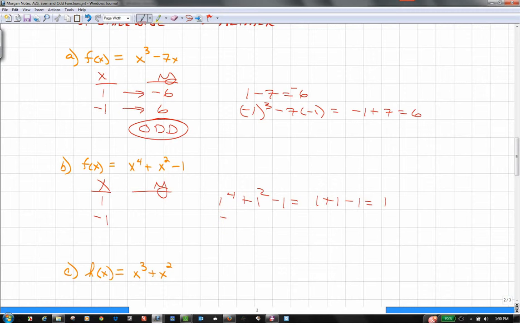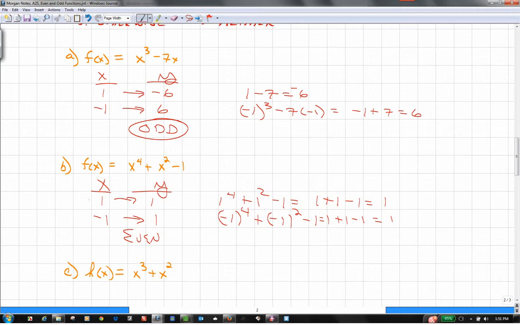Okay, let's use the -1. So I have a -1 to the 4th plus a -1 squared minus 1. That would be 1 plus 1, minus 1. I got 1 out. So this gives me a 1, and this gives me a 1. So when I put in some number, both its positive and its negative, I got the same number out. This would be an even function.